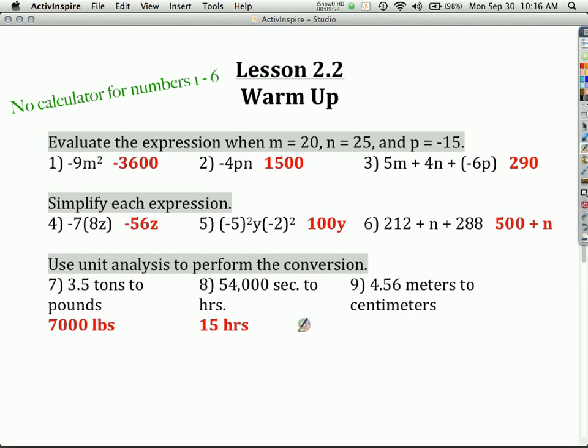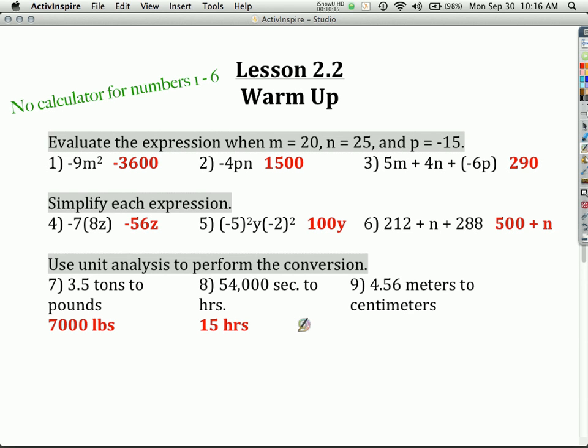And what about 4.56 meters to centimeters? Brianna and then Chris. 156 centimeters. 4,560. So we disagree. Very good. Close, but a bit of a difference. What do you think, Benjamin? I didn't get that. Okay.